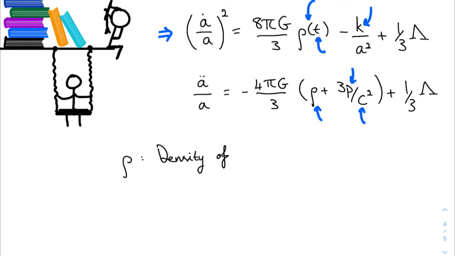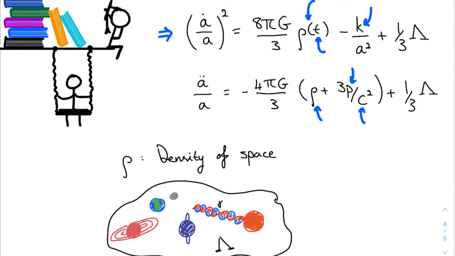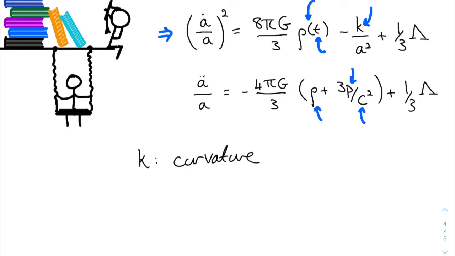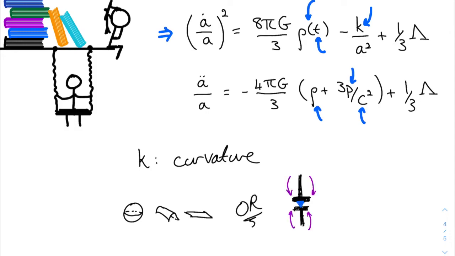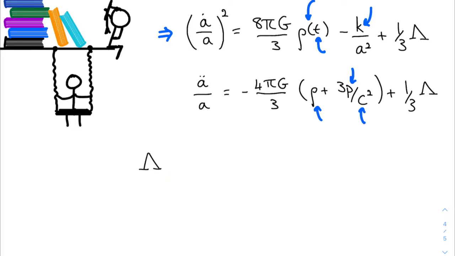Rho is the density of the space in question. This includes all matter, radiation, and a cosmological constant within the space. k refers to the curvature of the space and can also be related to the pressure p. G is Newton's gravitational constant, and lambda is the cosmological constant.